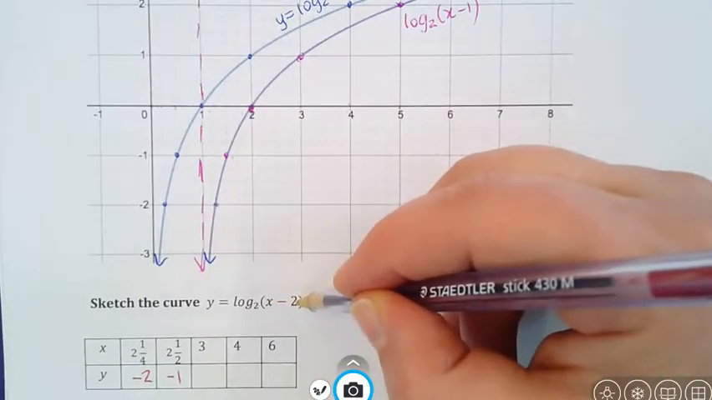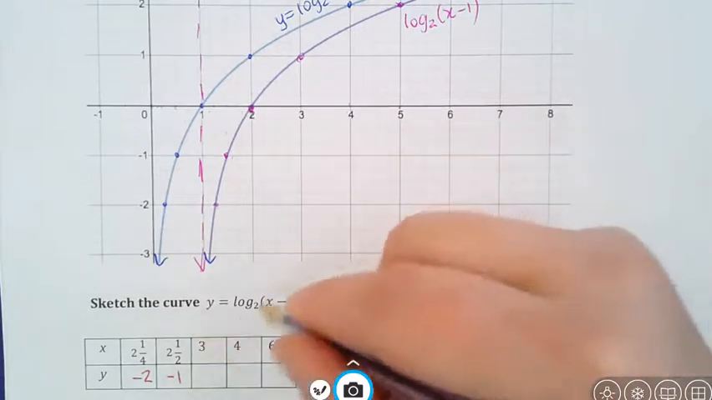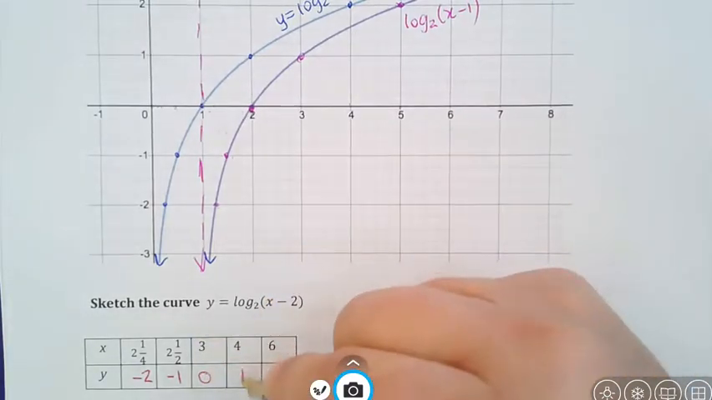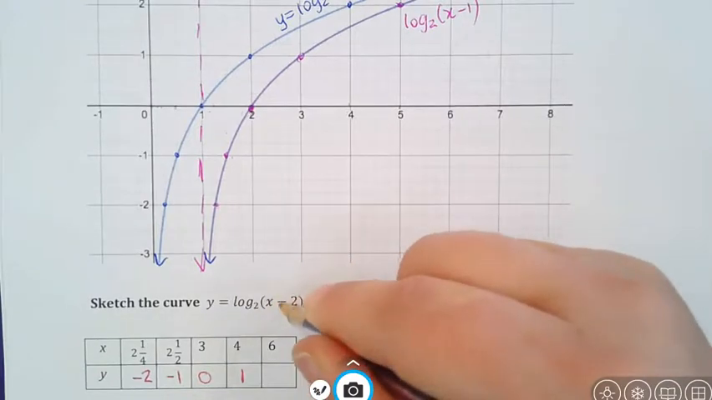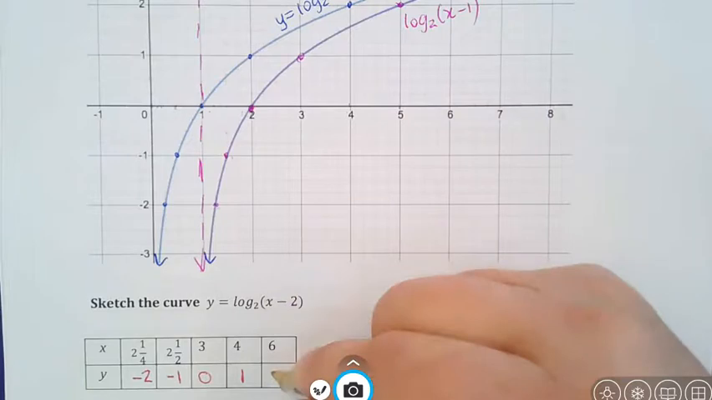3 minus 2 is 1. Log to the base 2 of 1. 2 to the power of 0 is 1. 4 minus 2 is 2. 2 to the power of 1 is 2. 6 minus 2 is 4. 2 to the power of 2 is 4.